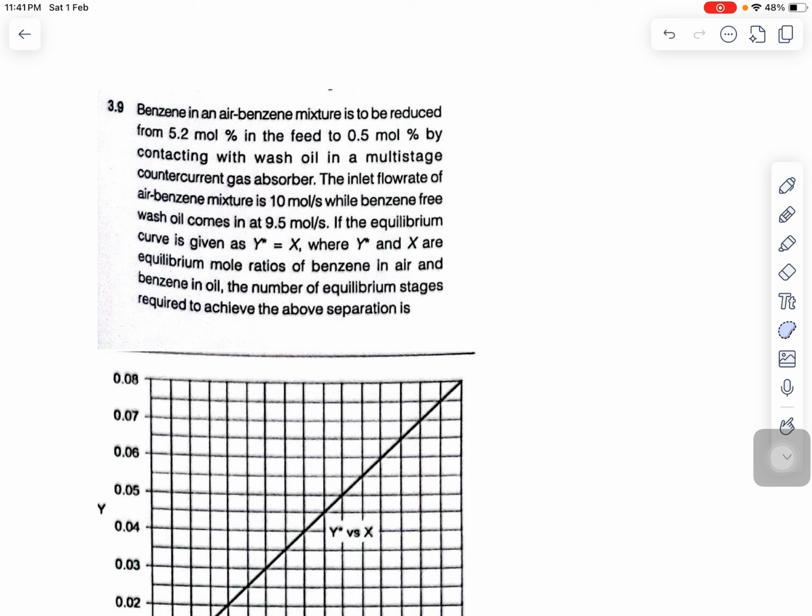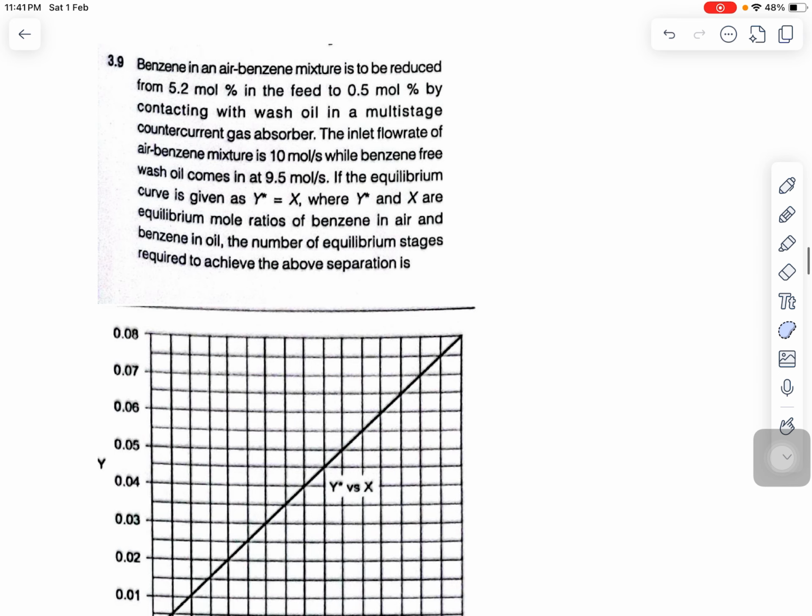So first question of today's discussion is, again, this is an absorption. So an air benzene mixture is to be reduced from 5.2 mole percent in the feed to 0.5 mole percent by contacting with wash oil in multi-stage counter current absorption. So let's say you have an absorption column something like that.